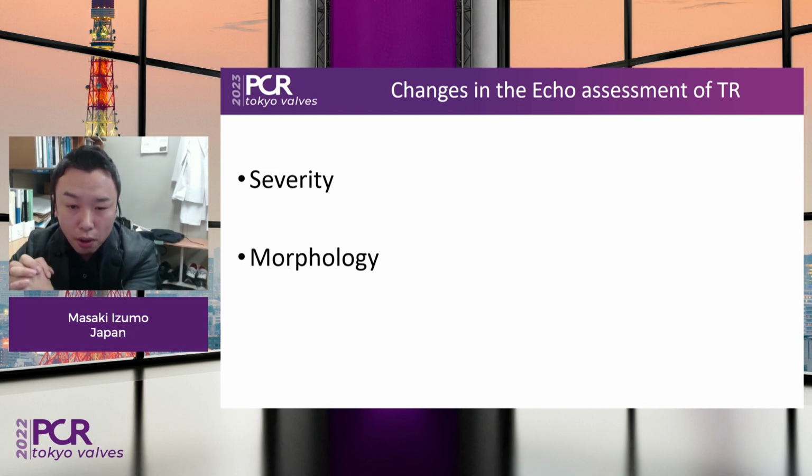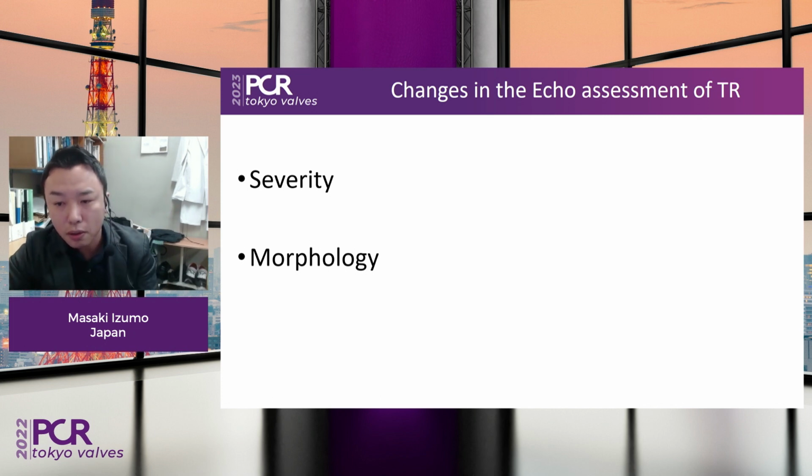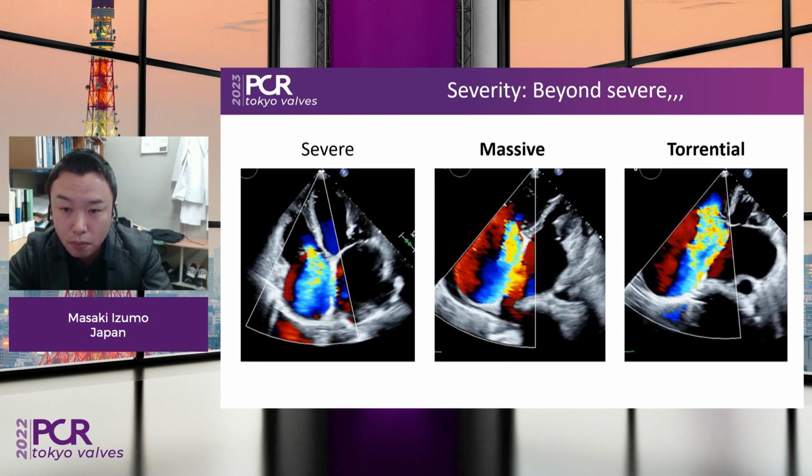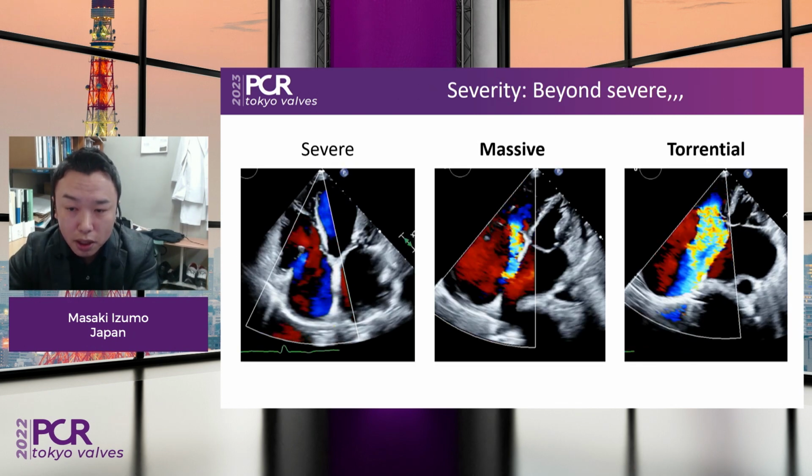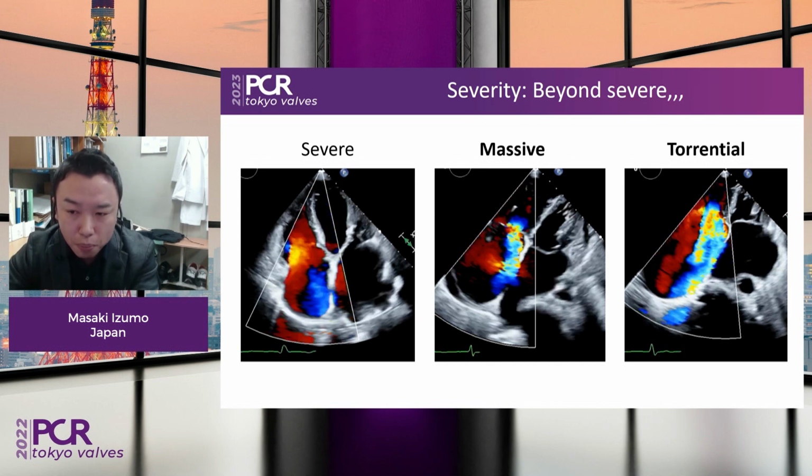With the introduction of tricuspid transcatheter edge-to-edge repair, the assessment of echo in tricuspid regurgitation has changed significantly. In this session, I would like to focus on the severity and morphological assessment. So assessing the severity of TR remains challenging, but really important.